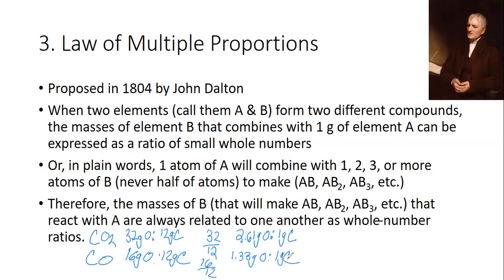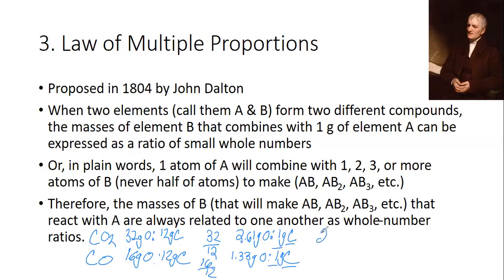Now, this is where the law of multiple proportions comes in. You have one element that's always at 1 gram. It has to be the same element. So here, if we're looking at carbon dioxide and carbon monoxide, our element is carbon. So in both cases, we set that at 1. Then we take our oxygen amounts and we divide them by each other.